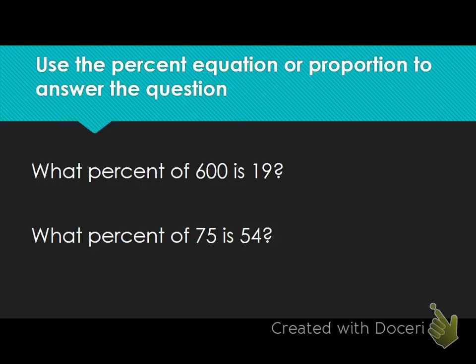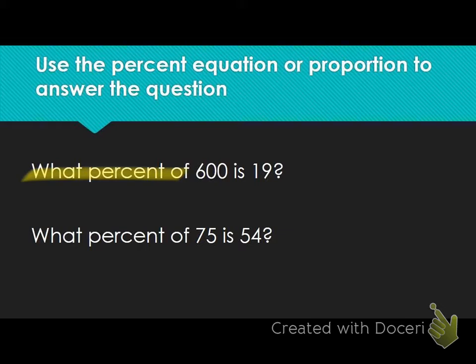All right, we're starting by using the percent equation or proportion to answer the question. You guys remember what these are? The percent proportion: A over B equals P over 100. The percent equation is A equals P times B. When we solve for percent, my preference is to use the percent proportion because I don't have to convert at the end. But you can use either one.